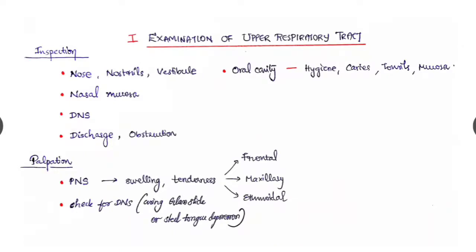After the general examination, next is the examination of the upper respiratory tract. We will complete it very fast. During the examination, inspection and palpation as a whole, we do together. Inspection: the nose, nostrils, and the vestibule, the nasal mucosa we will inspect. We will check whether there is any deviated nasal septum, that is the DNS, whether there is discharge or any obstruction. And also the oral cavity we will inspect. The hygiene, whether there is any dental caries, and the tonsils and mucosa we will observe.